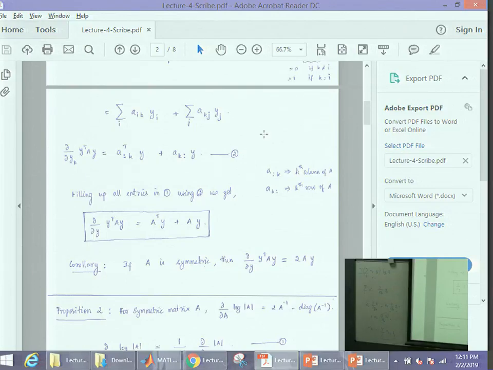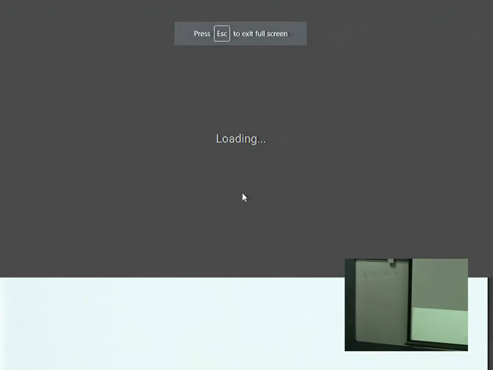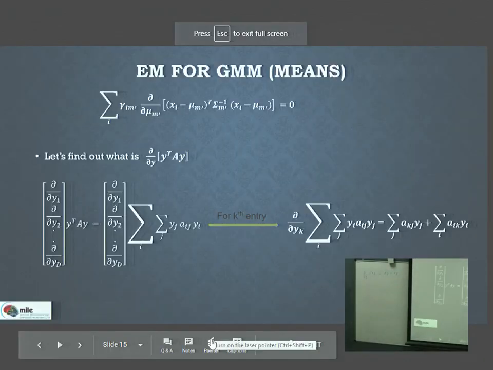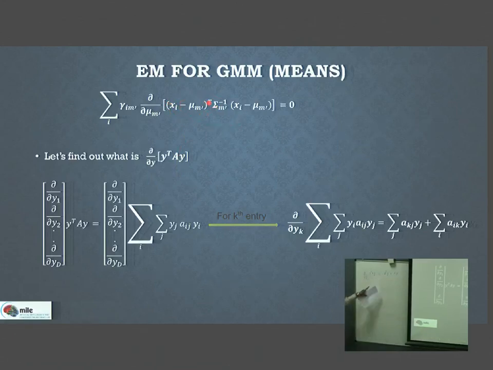So finally, what do we take from this proposition? The partial derivative of y transpose Ay with respect to y is nothing but A transpose y plus Ay. So that is the final takeaway, and that is what we wanted. We have some vector transpose multiplied with some matrix multiplied with the same vector, and we have to differentiate with respect to that vector.